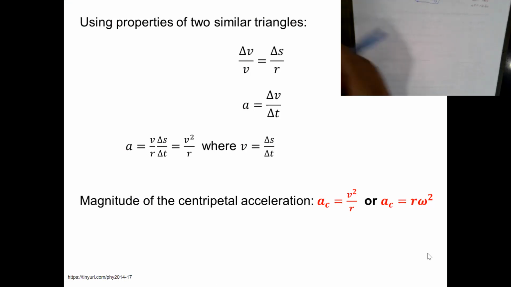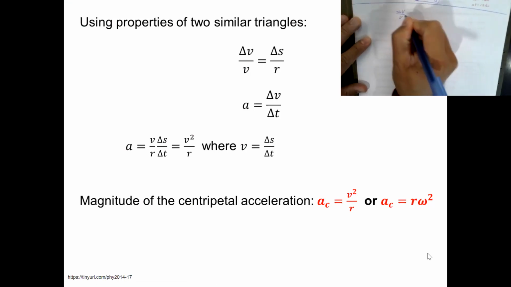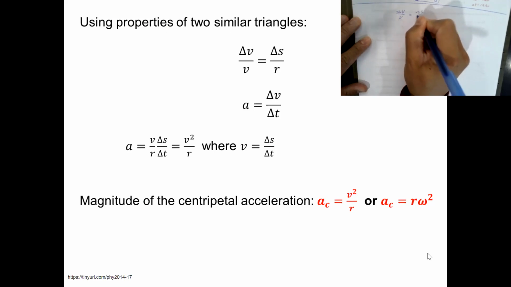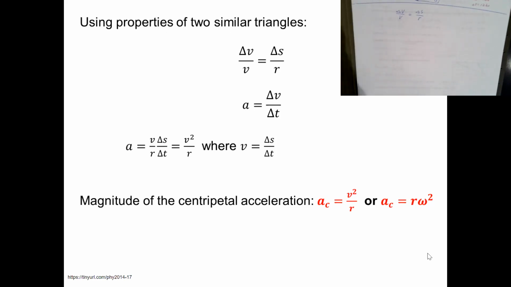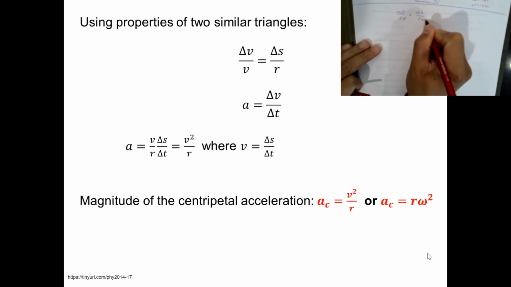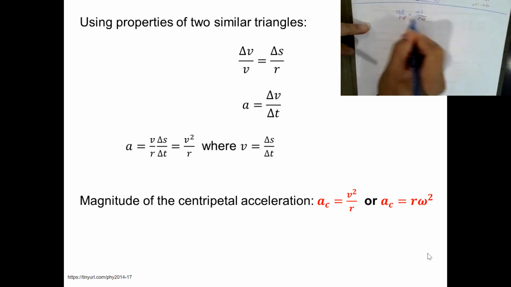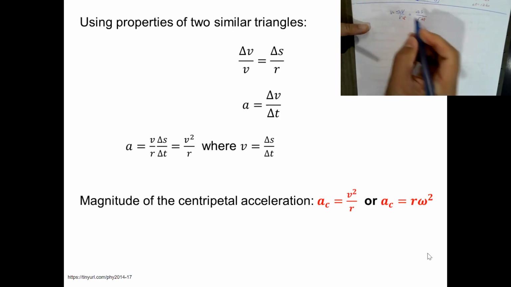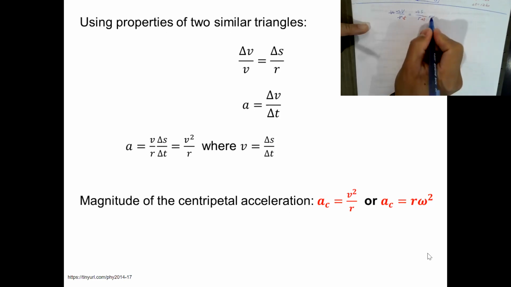Okay, so I'm going to write down those two equations here. So delta V over V equals delta S over R. If you divide both sides by delta T, delta T here and delta T there. Now what I need to do is multiply both sides by V, so I can get rid of V here.